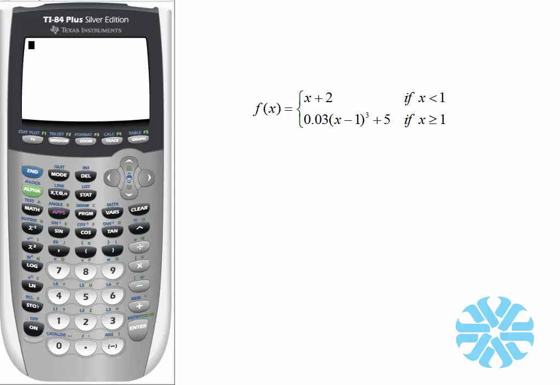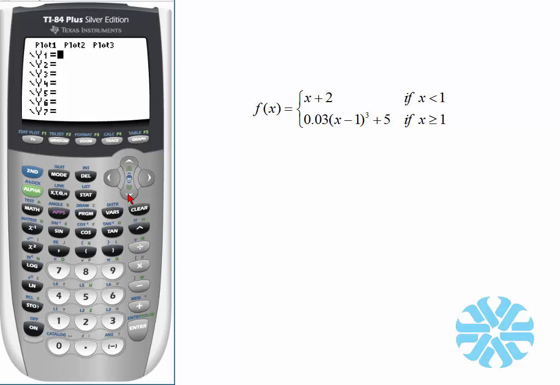Before we begin, we want to make sure that the plots are off. So we'll come up here and we'll select y equals, and notice none of these are highlighted, plot 1, plot 2, and plot 3. If they were highlighted, you would go up to any one of the specific plots and select enter, and that will unhighlight it. Now you want to make sure that you follow this particular notation when entering any piecewise function, or else your graph will be incorrect or you may get an error.